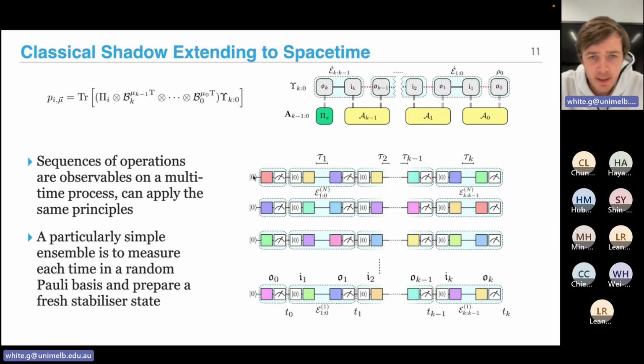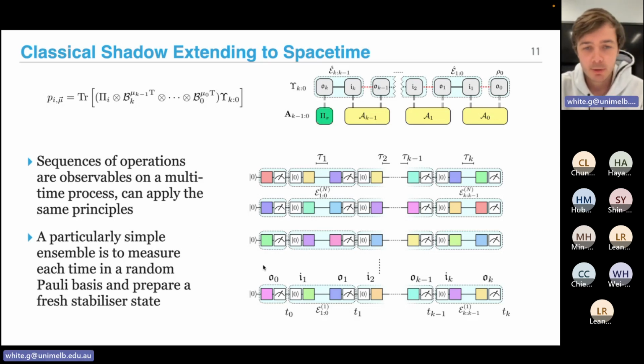So this circuit effectively indicates the protocol for how you go about doing this, which is we have a whole bunch of different qubits. At each time, we make a measurement on every qubit in a different random basis, and we record the outcome. We then freshly prepare the state of the system in a completely different random basis. And you do this for all qubits at all different times. So each run of the circuit, each shot, gives you a snapshot of the process tensor as it's defined over time and space.